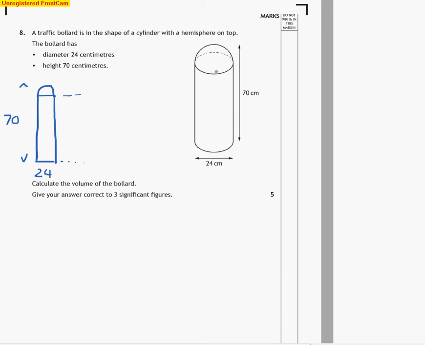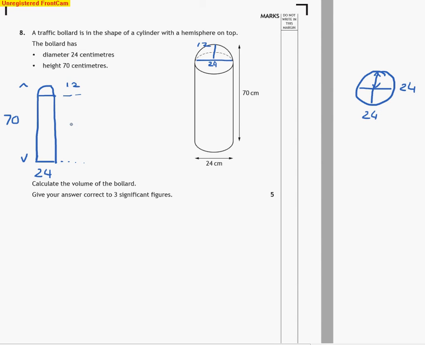But if we actually want to split this into two shapes, the hemisphere and the cylinder, we're going to need to know the height of each of them individually. Now, if we know that that's 24 and it's a sphere, then the height of it is going to have to be 12. If you imagine your sphere, that is your diameter, 24. Then this is also the diameter, 24. So if we just get a hemisphere, that is going to be half of the 24. So we know that's going to be 12, for the height of this bit.